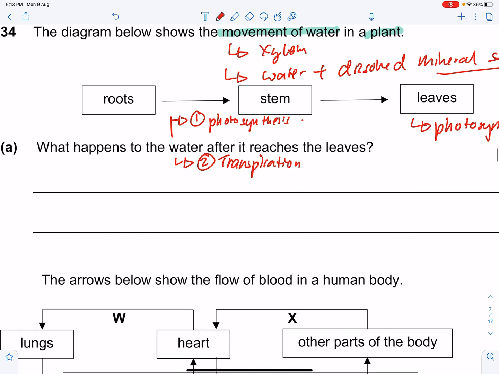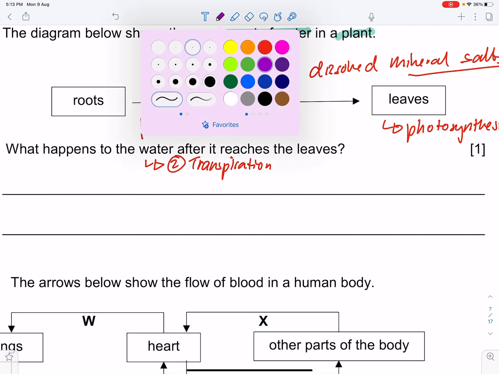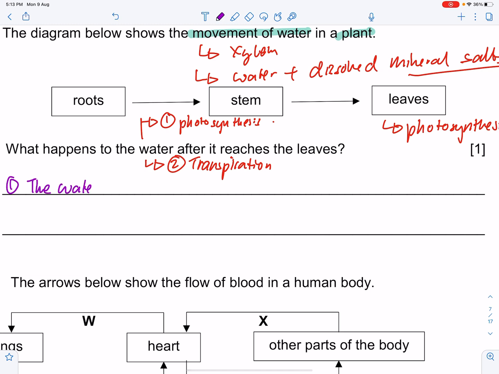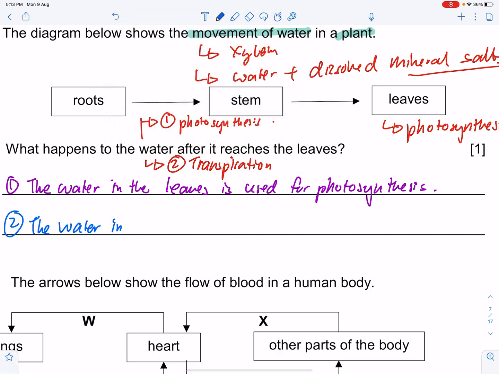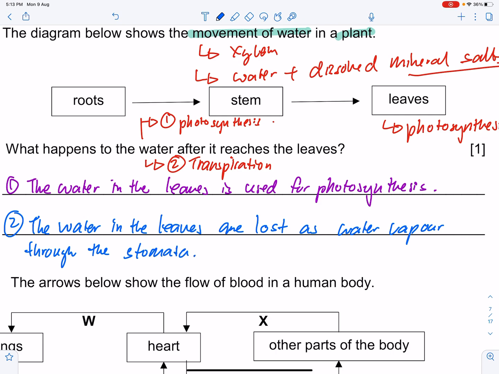So I'm going to write down the two answers here just to give you a little bit more exposure. I'm going to use two different colors. The first one is the water in the leaves is used for photosynthesis. Now the second plausible answer would be the water in the leaves is lost as water vapor through the stomata. Of course, if your spelling is good, you can just straight away say the water in the leaves undergoes transpiration, or is lost through transpiration. Okay?